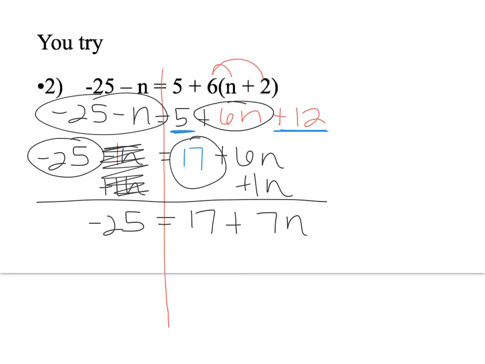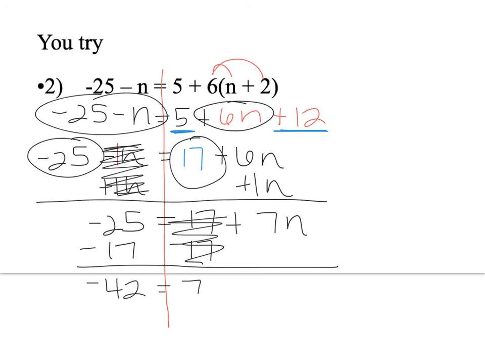Alright, step 4 is to move your constant. My constant is 17, it's positive, so I'm going to do the opposite and subtract. Okay, make sure you do negative 25 minus 17. Okay, be careful with your negatives, which is negative 42 equals 7n. Bring your 7n down.